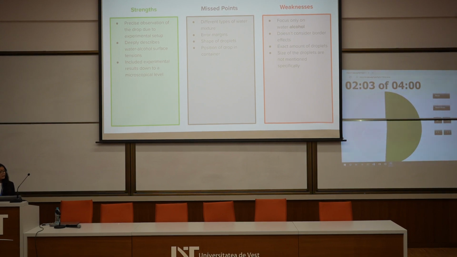Other weaknesses in this presentation are the exact number of droplets. They do mention that it is increasing, as in the graph they show how the number of droplets could go up or down, but there wasn't exactly something that showed how many droplets there were. The size of the droplets is not mentioned specifically, neither is the shape they take, if they are not an exact circle, but how it is defined.